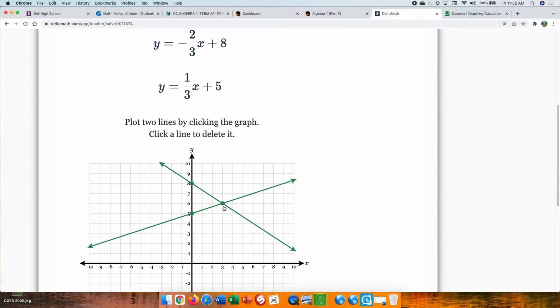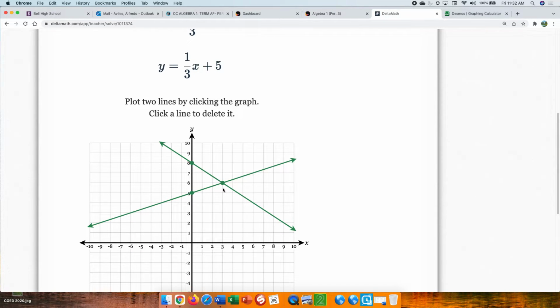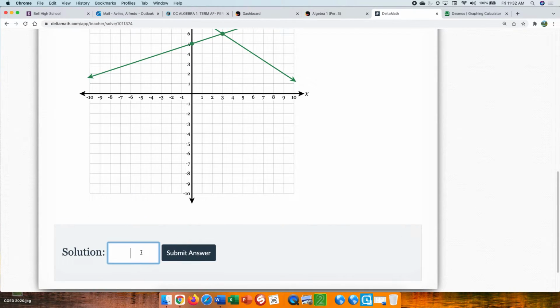Who can give me the answer for this? I need you to tell me what that is. Where is that? Is that 6 and 3? Oh, x goes first. Correct. 3, 6. Okay. So how do I write the answer? Can somebody tell me? Just put 3, 6 like this?